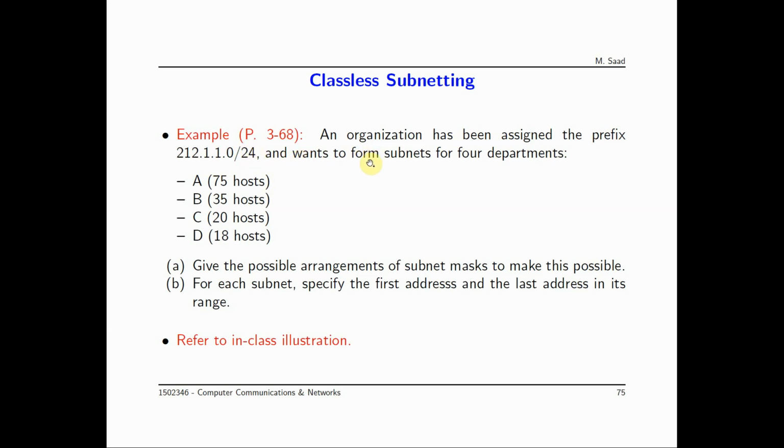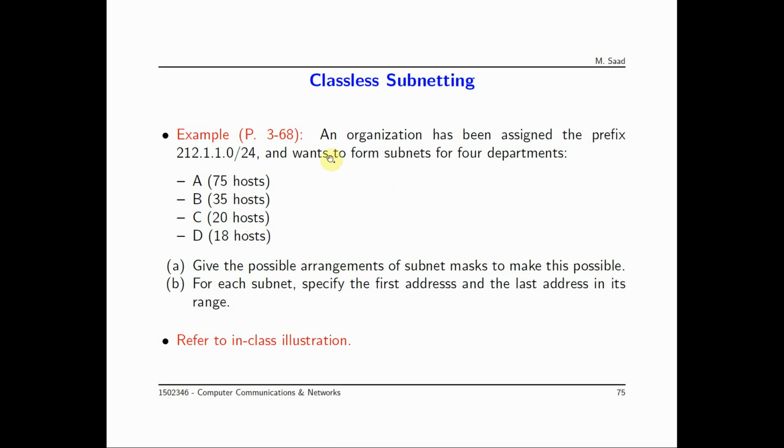However, we want to divide our range of IP addresses into 4 subnets. We want to form subnets for 4 departments: Department A, B, C, and D. For each one of the departments, we have the number of hosts that we need. Department A will require 75 hosts. Department B requires 35 hosts. Department C requires 20 hosts. And Department D requires 18 hosts. So this is basically the problem that we have.